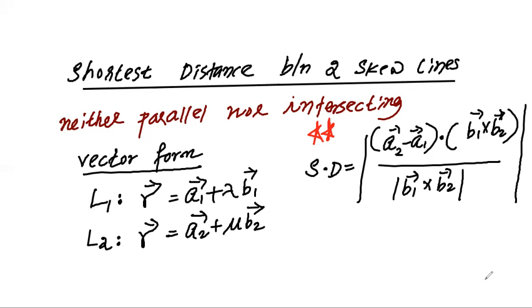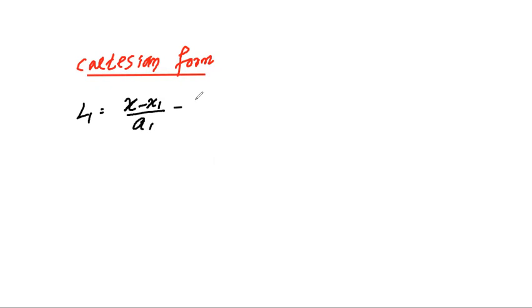Now let me discuss the Cartesian format of the shortest distance. Cartesian form, all of you listen here. It's very easy. You have to know the formulae, and when the question comes, you have to apply it. That's all. So line L1 in Cartesian format, let it be (x minus x1) by a1 is equal to (y minus y1) by b1 is equal to (z minus z1) by c1.